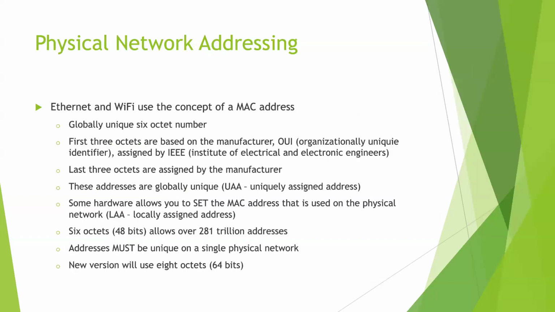All right. Let's talk about physical network addressing. Ethernet and Wi-Fi use the concept of a MAC address. MAC is a machine-specific identifier. It's a 6-byte number, 6 octets. I always say 6-byte, but I should say octet because some machines don't use 8-bit bytes, and that can confuse people. So if I say 6 octets, then you know I'm talking about an 8-bit number. An octet is an 8-bit number.